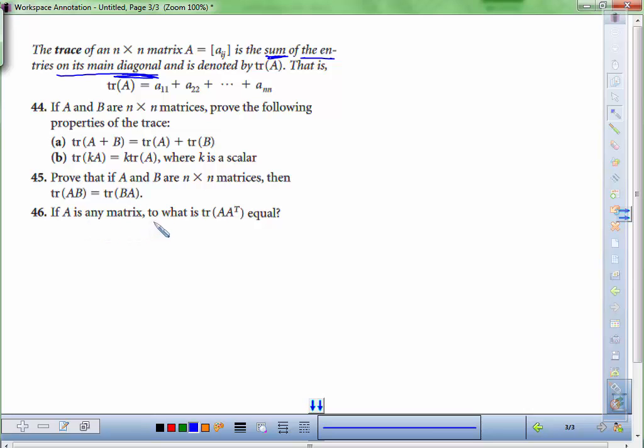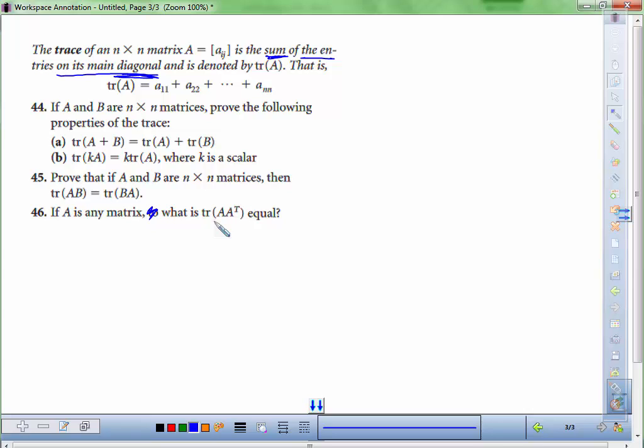And then if A is any matrix, what is the trace of that equal to? I think we can figure out 46 if we remember back the product of A and A transpose. So I think these are all doable. And if I were to pick one to do, I think maybe I'll pick 46, since we figured out what the A transpose was?